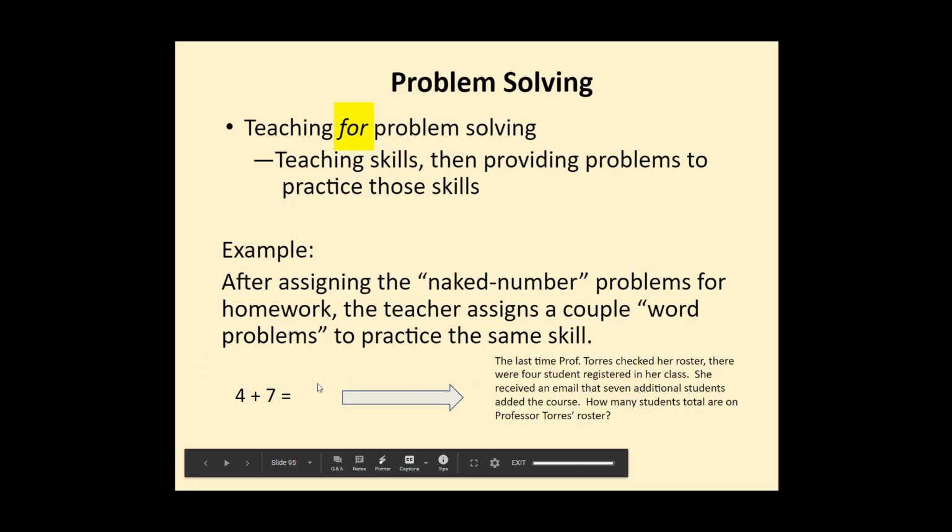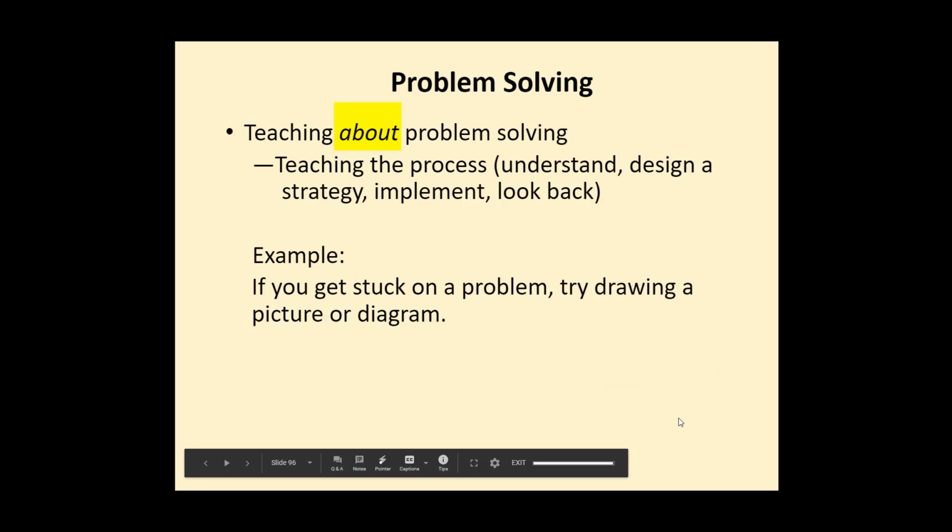But after practicing with some naked number problems, they give you something that you could argue was in context. But ultimately, you're just practicing a naked number problem in words. That's teaching for problem solving. Teaching about problem solving is teaching a process so that the students can actually apply a strategy if they have an issue with solving the problems, if they get confused.